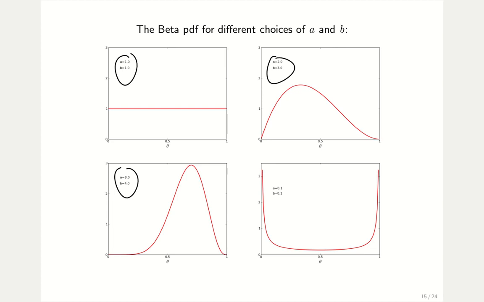And another interesting case is if you choose A and B to be non-integers, like in this bottom right plot, where they were both chosen to be 0.1. And this favors the extreme solutions. The interpretation of A and B being kind of expected results gets a bit lost, but it gives you a lot of flexibility in modeling the prior distribution.